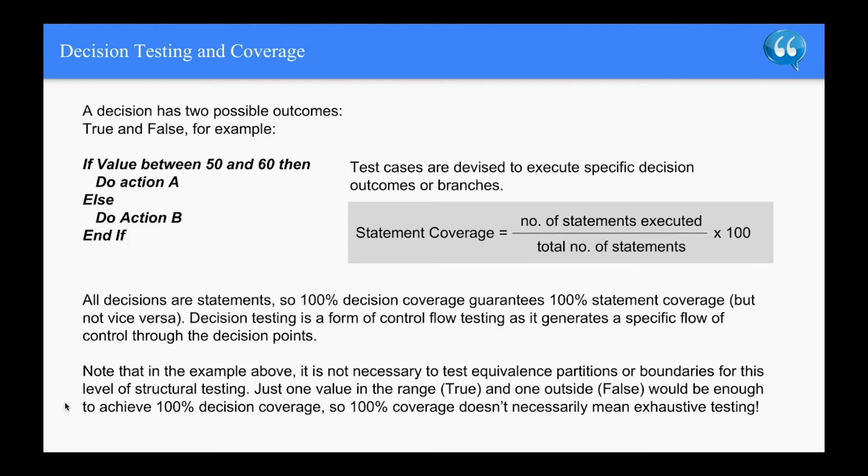Decision testing is a form of control flow testing as it generates a specific flow of control through the decision points. Note that in the example above, it is not necessary to test equivalence partitions or boundaries for this level of structural testing. Just one value in the range, which is true, and one outside, which is false, would be enough to achieve 100% decision coverage. So 100% coverage doesn't necessarily mean exhaustive testing.